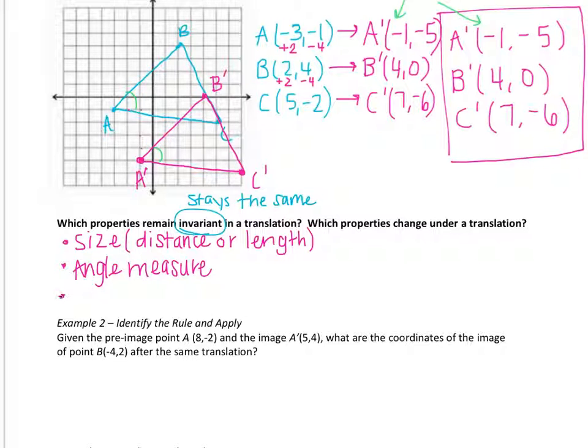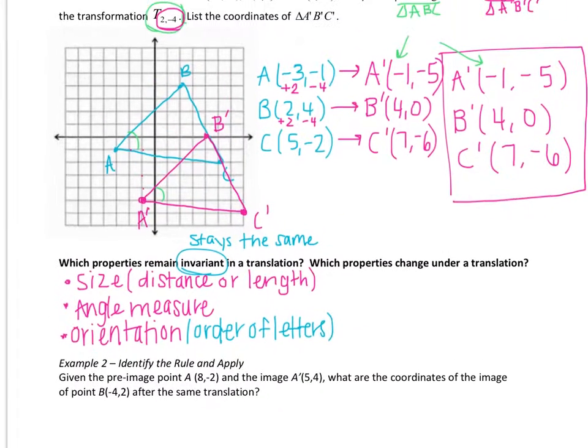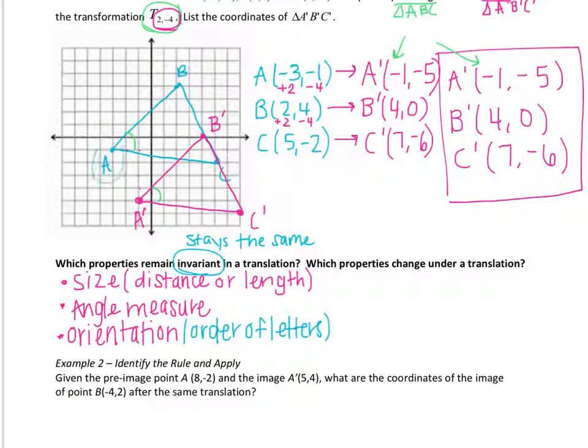Additionally, we also know that the orientation stayed the same. Orientation is just a fancy way of saying order of letters. So if I were to read the letters on my triangle above, going clockwise starting at A, my original triangle would read as A, B, C. If I do the same thing starting at A prime and reading clockwise, my new triangle reads as A prime, B prime, C prime. So the letters are in the same exact order.